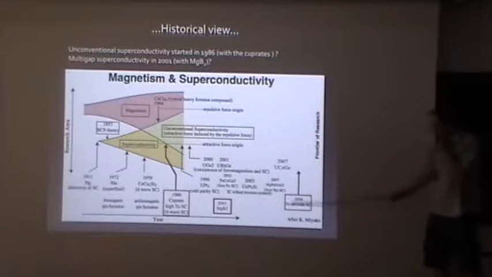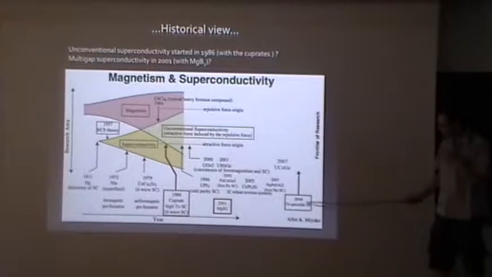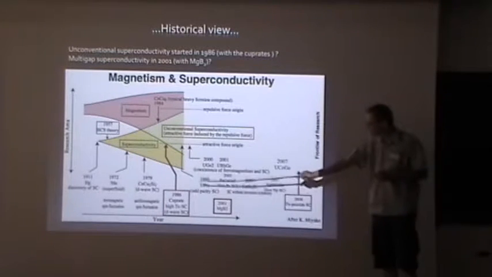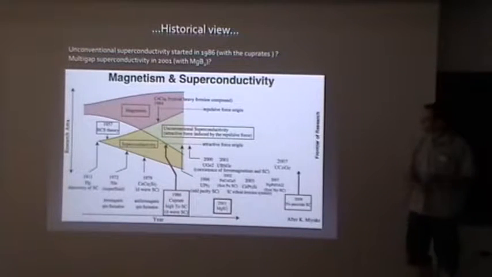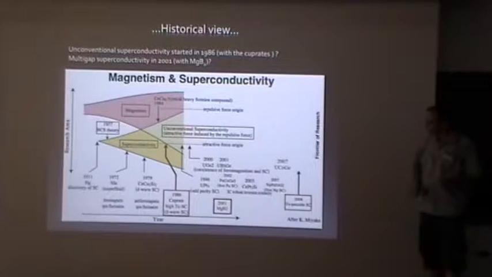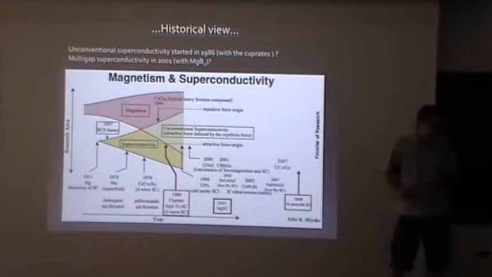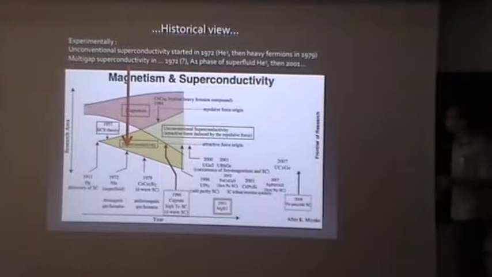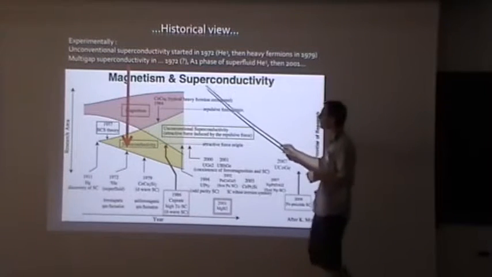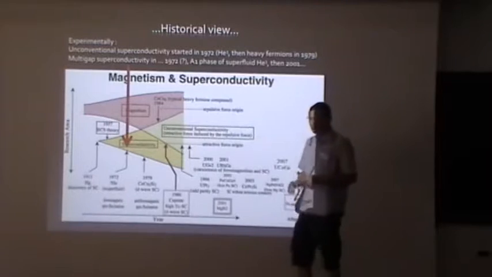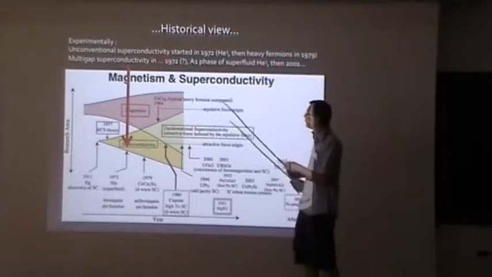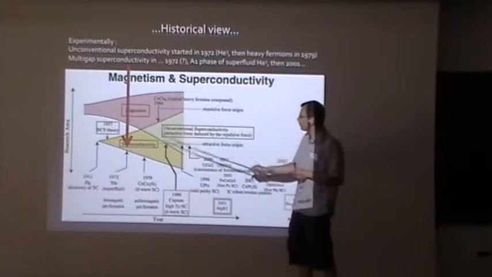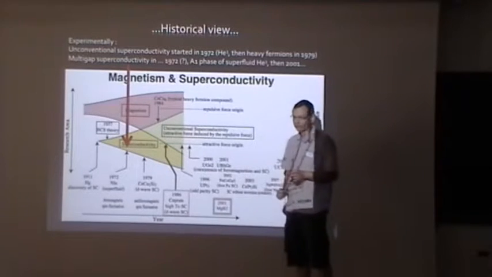And there was this very big new surprise in 2008 with the iron pnictides, which may combine both multigap and unconventional superconductivity, or not. But in fact, if you look experimentally, both the field of unconventional superconductivity and multigap superconductivity started, you can trace it back to 1972, when we discovered superfluid helium 3.